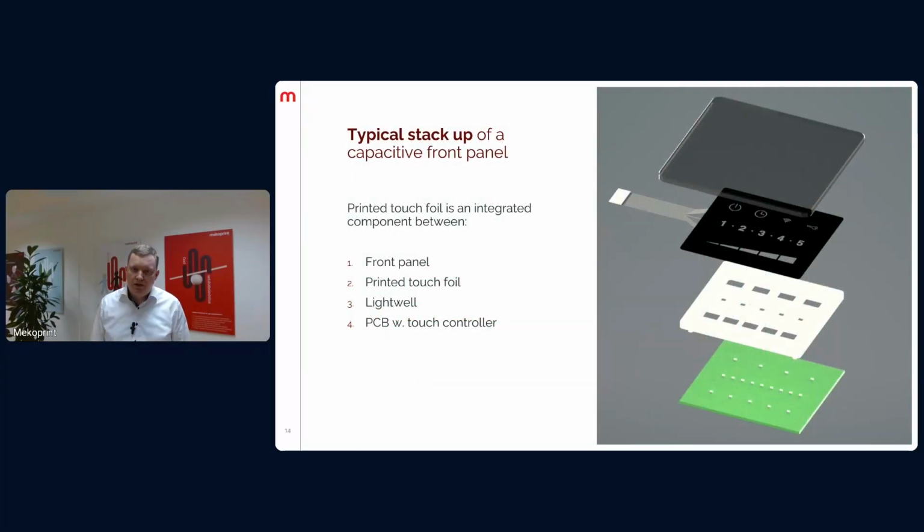So a typical touch foil is used as an integrated component in a stack-up shown as in the picture you can see here on the screen now. So there are typically four main components. As it was said before, we need a front panel, typically made of material like glass or plastic, the touch foil itself, a light well, and a PCB with the touch controller on it.